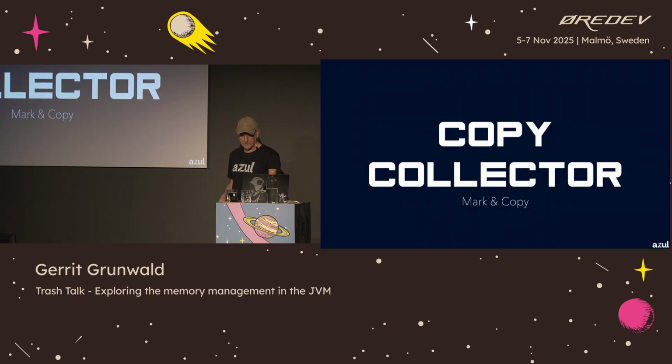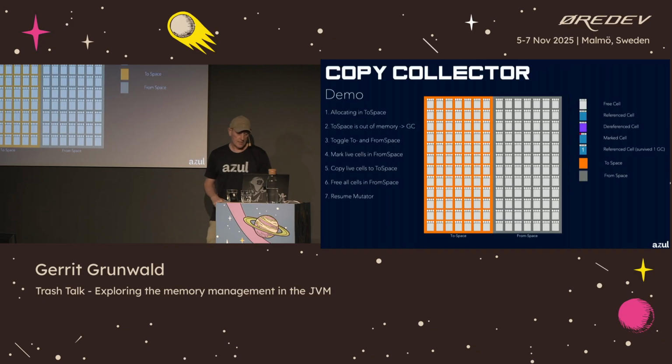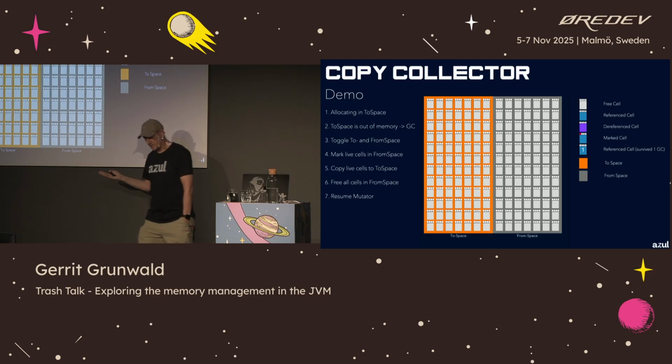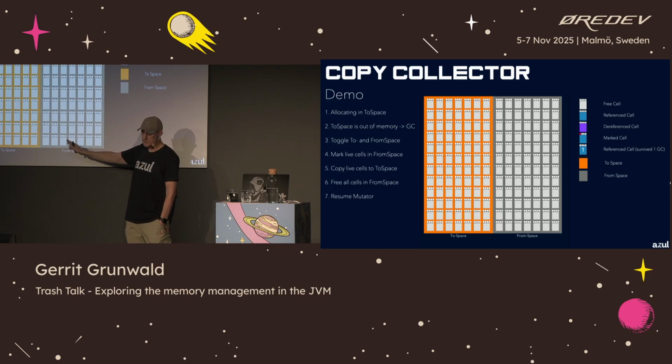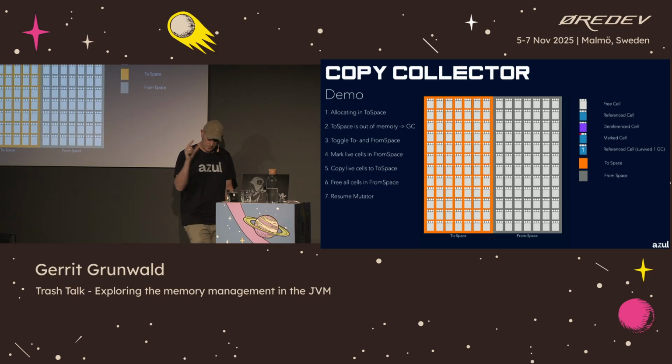And then my favorite one, copy collector. And you will see this is different. Now we have two spaces, right? And they are so-called the to space and the from space. And they will toggle. So you will see, once we stop the world, suddenly the gray becomes orange, the orange becomes gray. And the names will also change. The reason is we start allocating in the orange one. And once the orange one is full, we mark everything that is live.